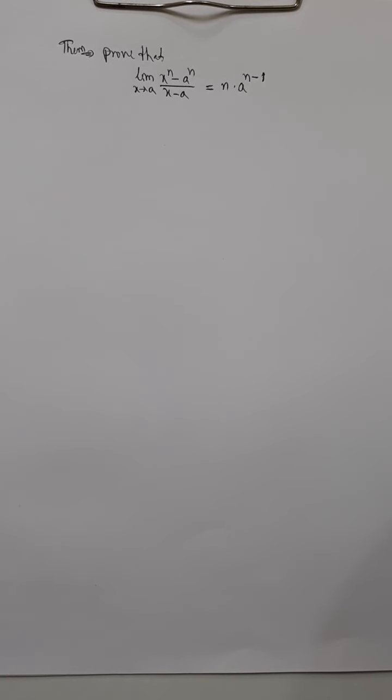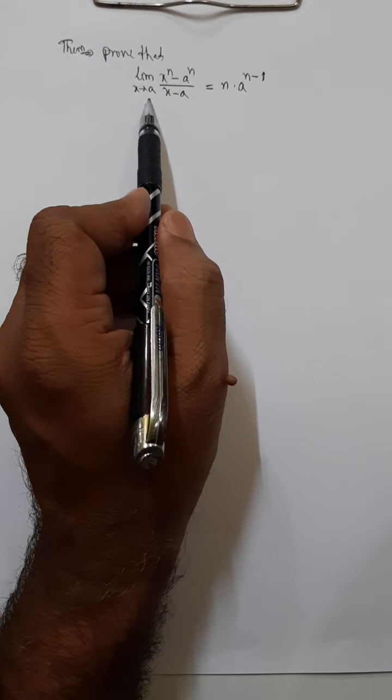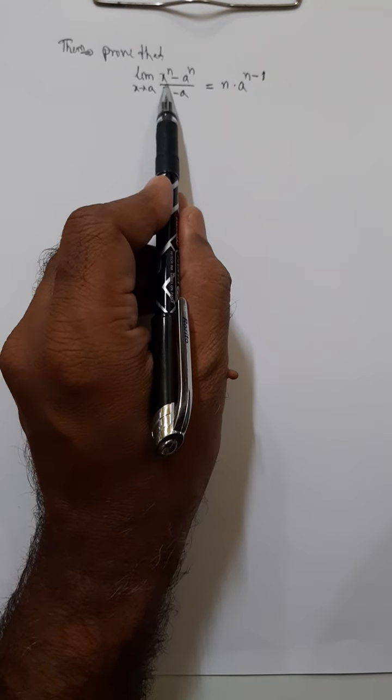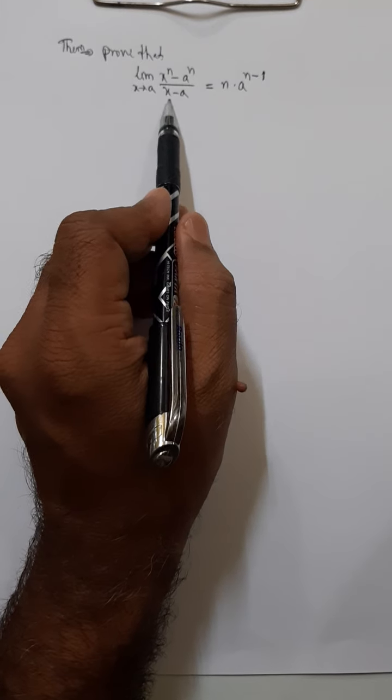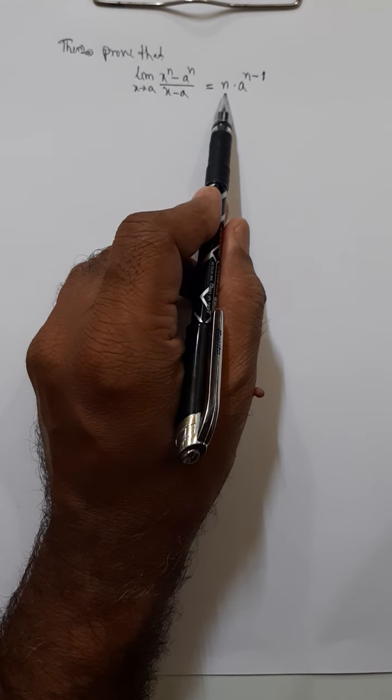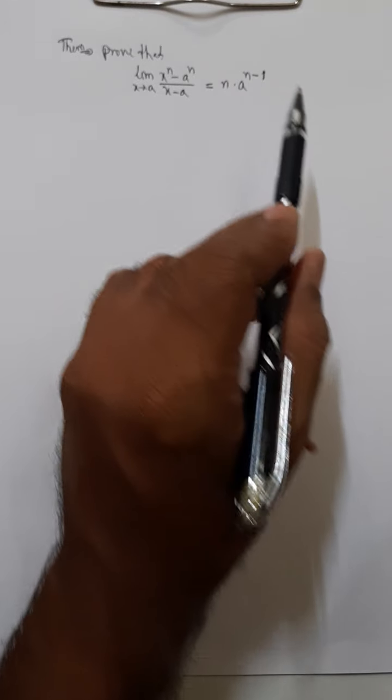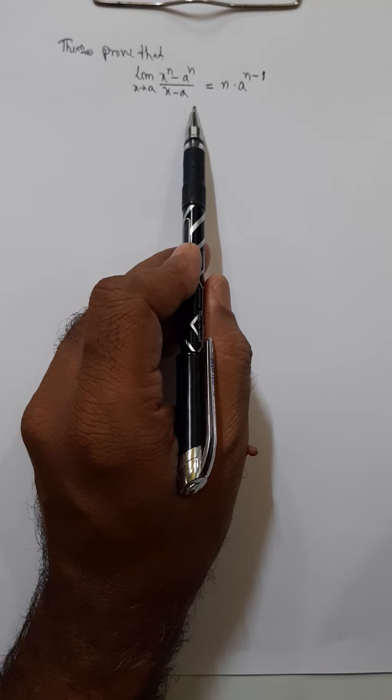Today we are going to prove one important theorem in limit, that is, prove that limit as x tends to a of (x to the power n minus a to the power n) divided by (x minus a) is equal to n into a to the power n minus 1. So I have to prove this formula or theorem.